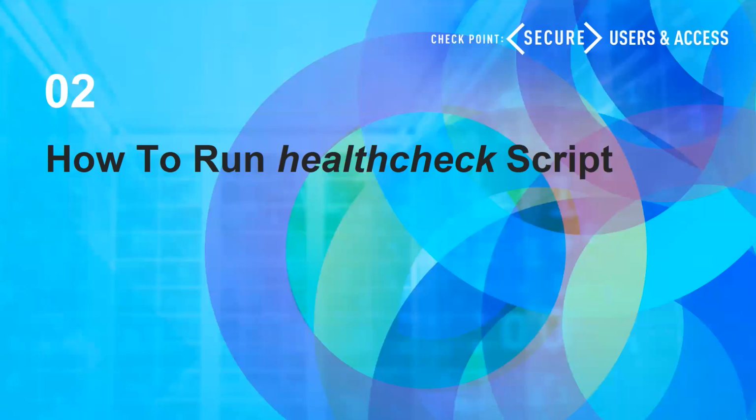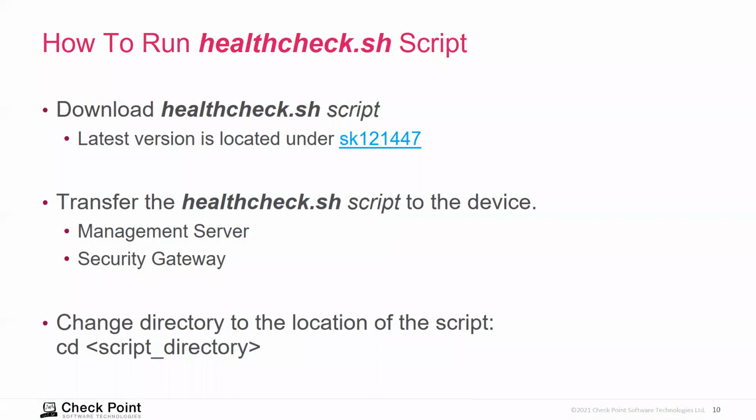So the next section here is how to run the health check script. First, we must download the health check script. How to get the latest version is what we just stated, to go to the SK, and it has it within the SK itself. So let me do that right now, just to show you. Let's see what the latest version is.